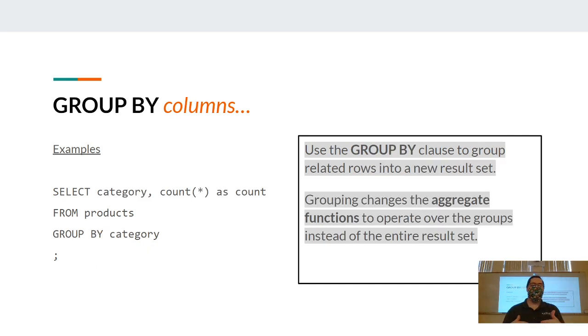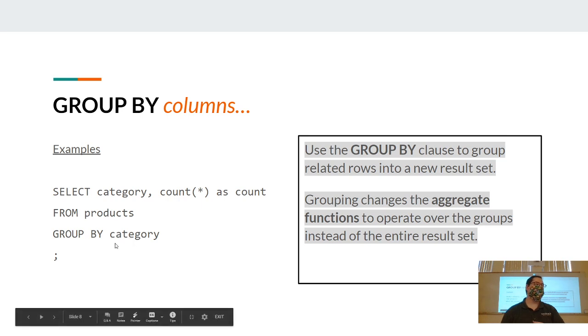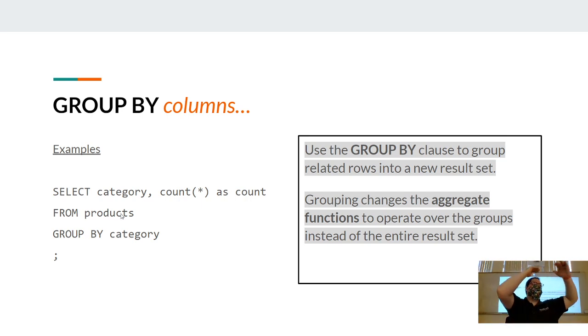The next clause that we have is the group by clause. And in general, the group by clause is to take related rows and group them into a new result set. So for instance, here I'm grouping the items by category, right? So previous to that, if I say from products, I've got a row for each product. Once I say group by category, it goes down to a row for each category. Does that make sense? So it might be that I have 1,000 products, but when I group it by category, maybe there's only 4 categories, right? So I might only have 4 rows.